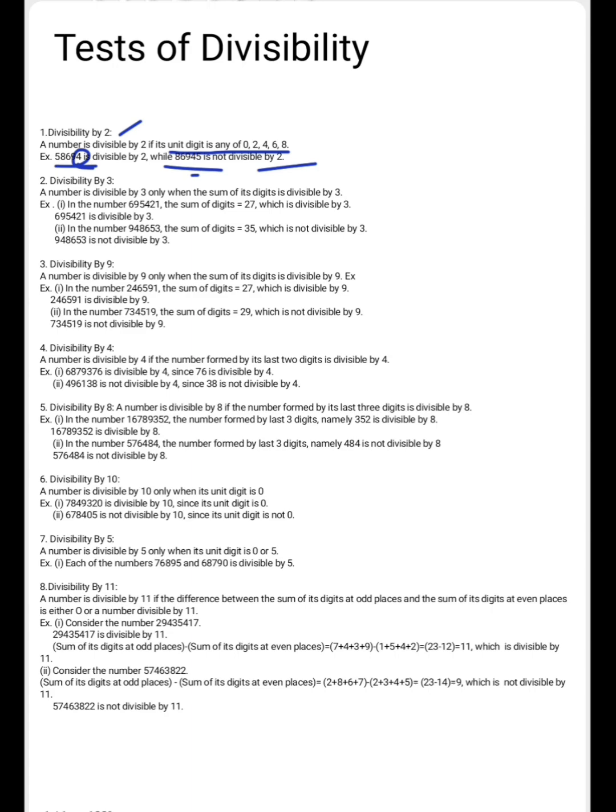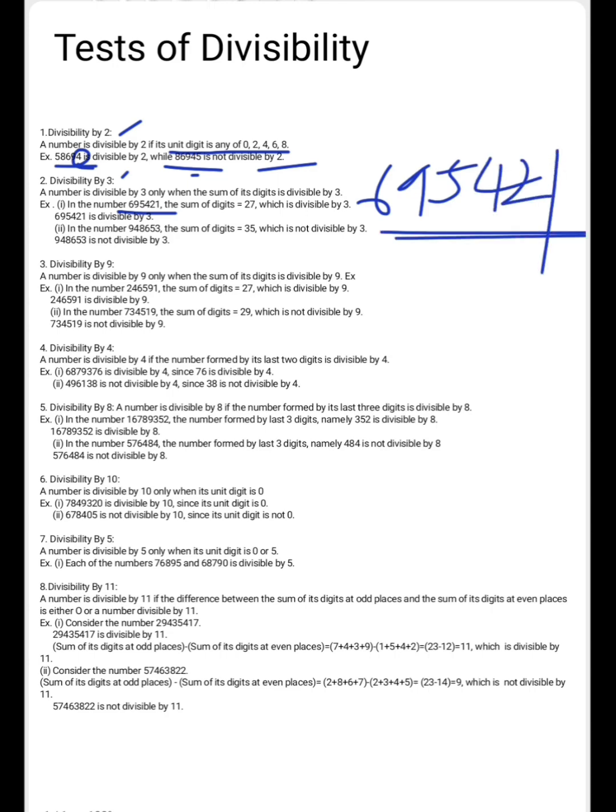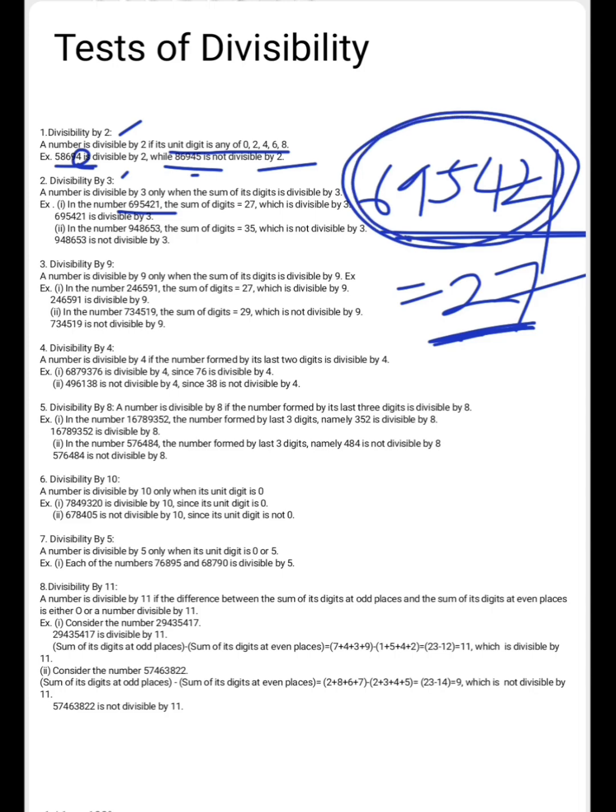In the same way, the divisibility rule of 3: to check whether the given number is divisible by 3, we need to add all the digits contained in that number. Here is an example, 69541. To check whether this whole number is divisible by 3 or not, first we need to add all these digits. The sum is 27, which is divisible by 3. Since 27 is divisible by 3, this entire number is divisible by 3.